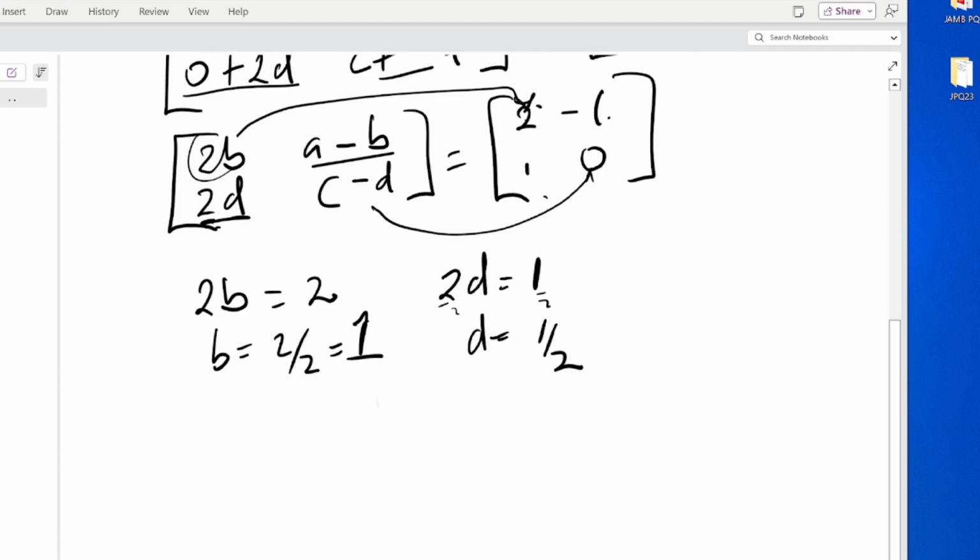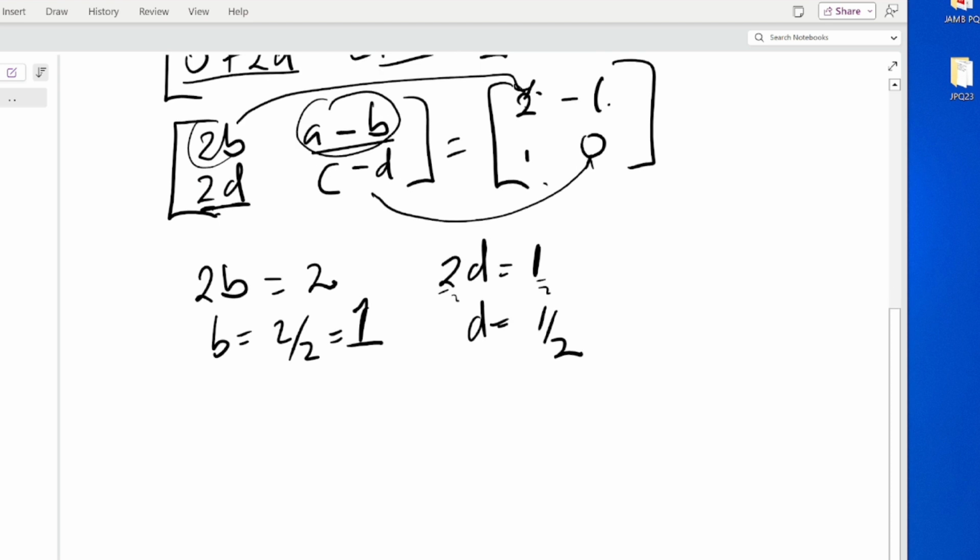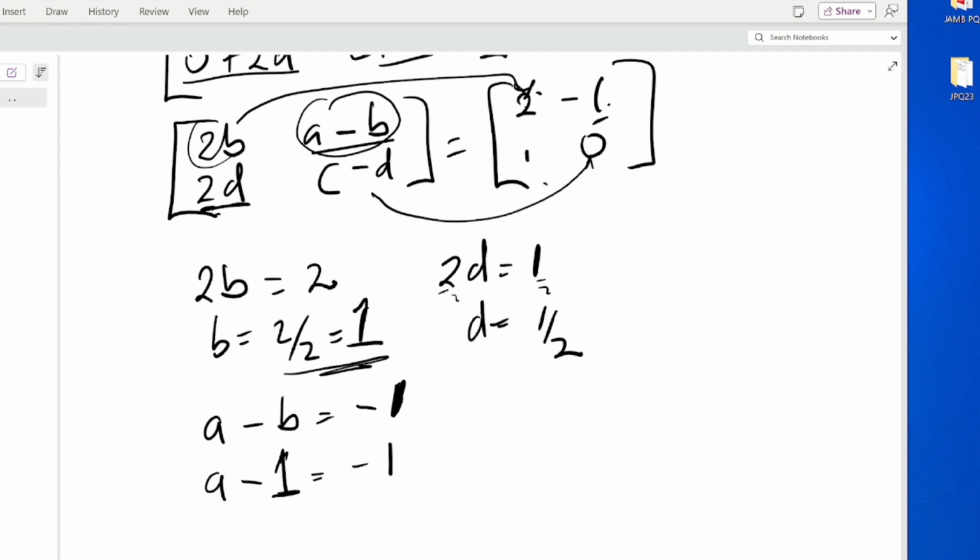Then we can take a minus b should be equivalent to minus 1. So we have a minus b is equal to minus 1. We have our value of b from the upper result, which is a minus 1, b representing 1, equals minus 1. A is minus 1, take the minus 1 outside, it becomes plus 1. Minus 1 plus 1 is 0. So a is 0.